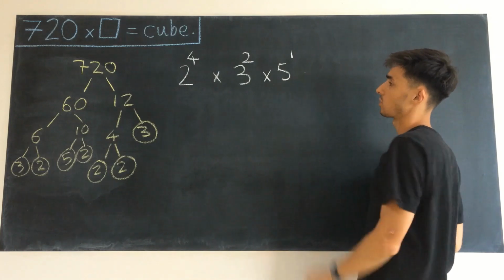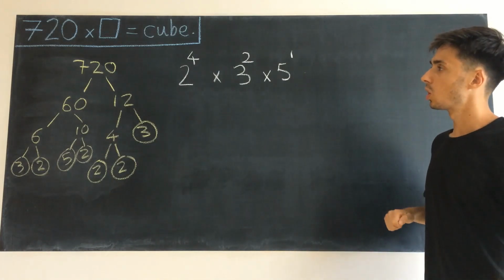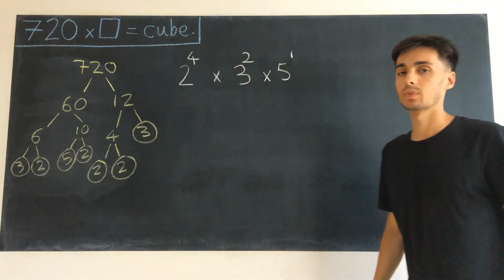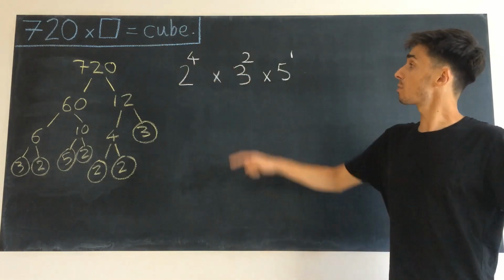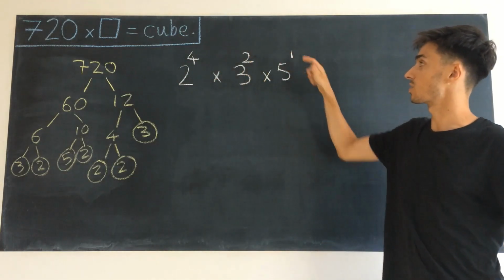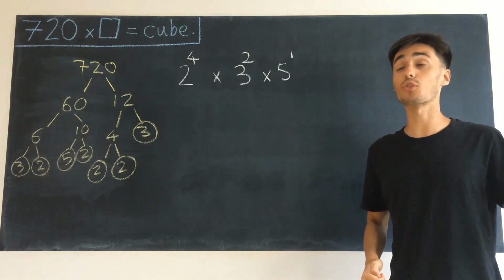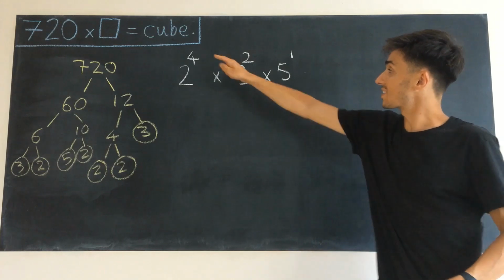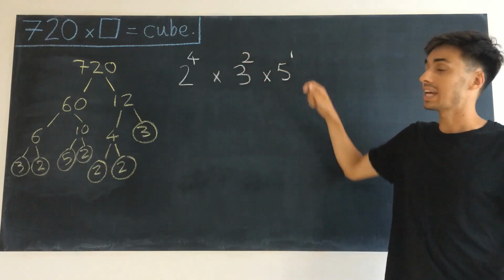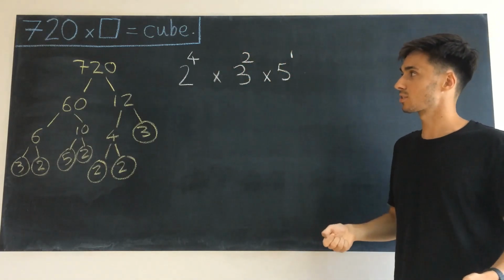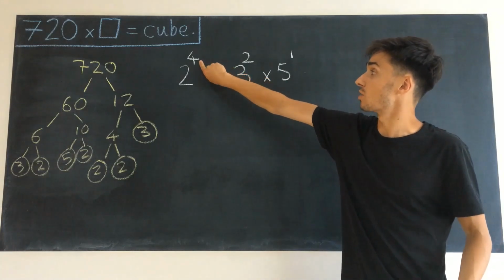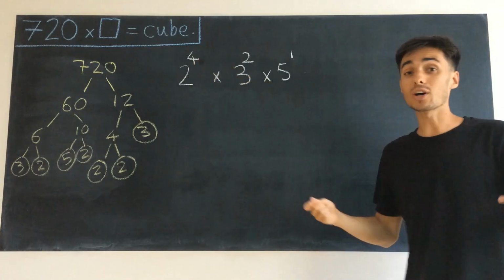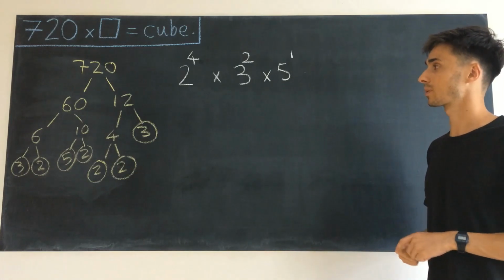This is our 720. Well, what we need to do to get a cube number is we would like all of the powers in the prime factorisation to be multiples of 3. And that's because for a cube number, we'd like to split those powers up into even parts. So if it was 4 at the moment, that doesn't split into 3 even parts. So it doesn't work as a cube number.